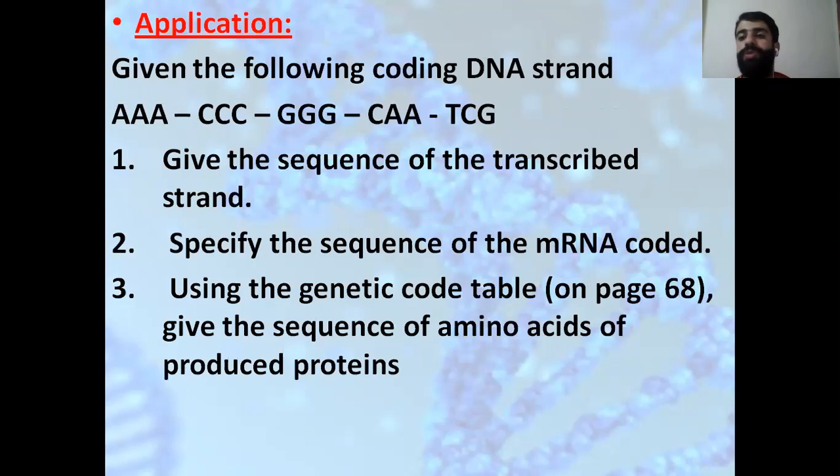Given the following coding strand, the meaning of coding is the non-transcribed, the non-template. They said give the sequence of the transcribed. Transcribed is the template, it's the non-coding. So it should be complementary. What is the complementary of A? It's T. Complementary of C, it's G. Complementary of G, it's C. You don't have to be confused. In complementary strands at the level of DNA, T is found normally. But whenever you move to the RNA, it differs. So you have to be careful.